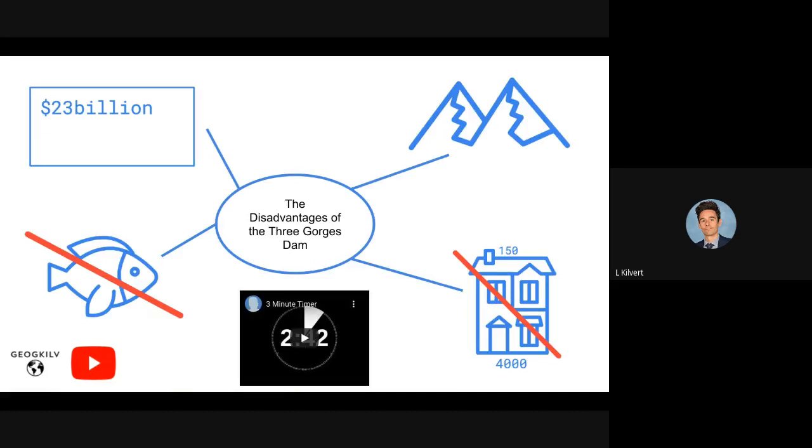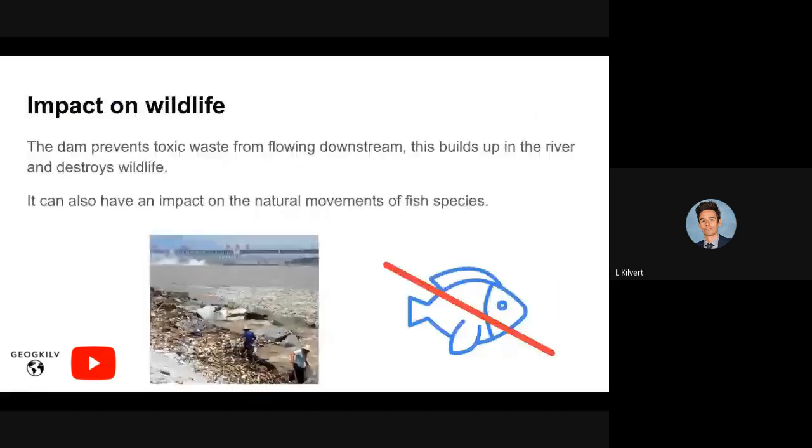Now, what I've done is I've taken some symbols to go with each of those different slides, and you probably will have noticed them in the bottom right-hand side. So here we've got a symbol with a fish with a cross through it, which is referring to the impact on wildlife and the fact that the toxic waste can't flow downstream, which kills fish species.